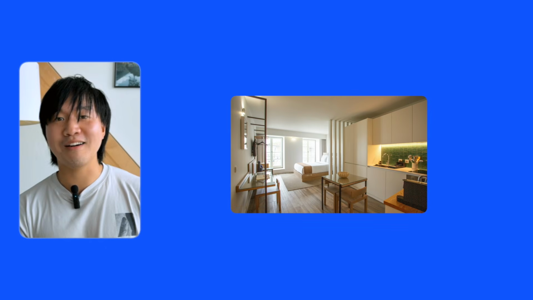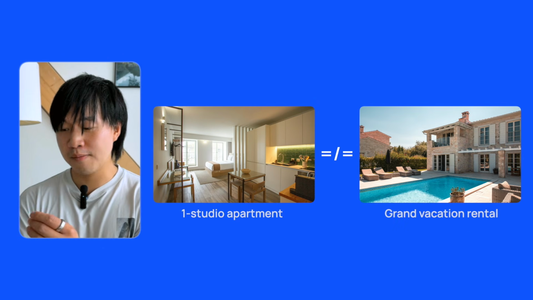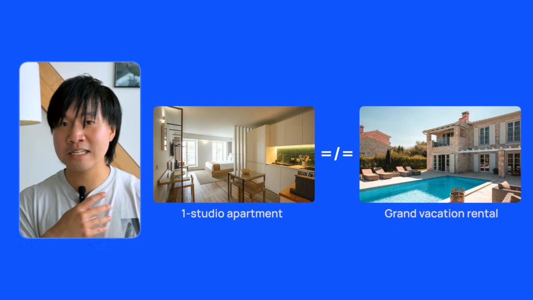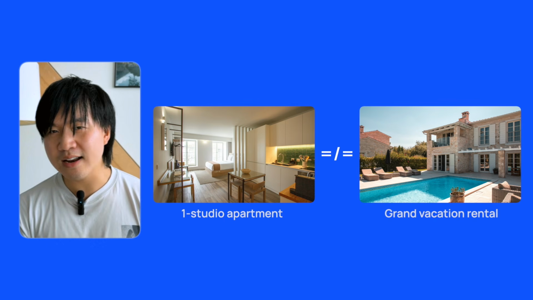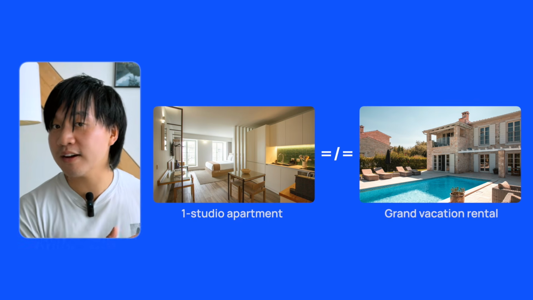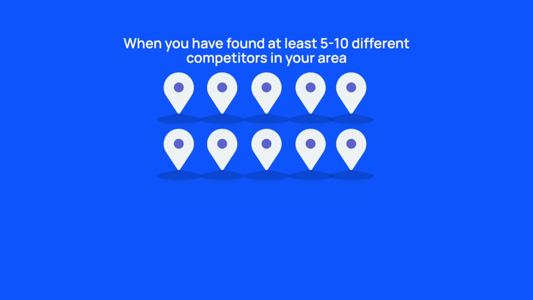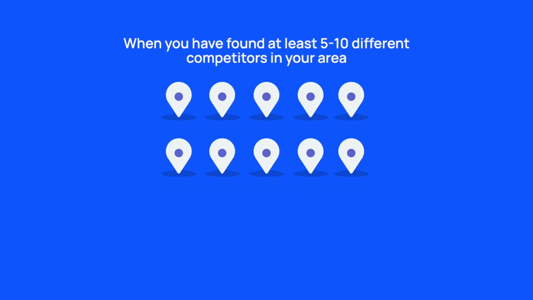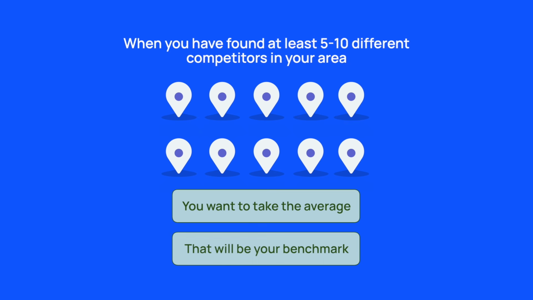If you're comparing your 1-room studio vacation rental to a vacation rental that is close to you but actually has 4 rooms, a balcony, and a beautiful seaside view, then it's not actually very comparable, and manually benching your vacation rental against that one will only lead to false prices. When you have found at least 5 to 10 different competitors in your area, you want to take the average, and that will be your benchmark.